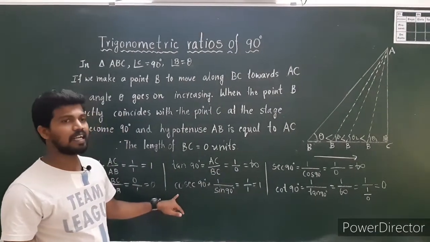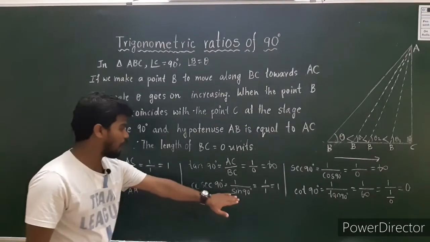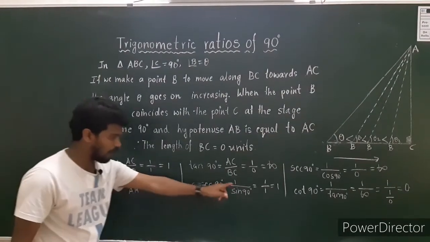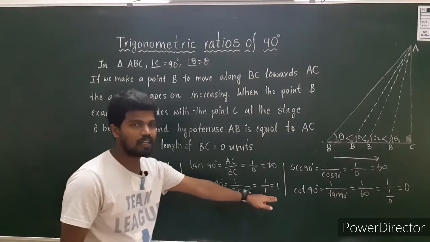So next, cosecant 90 degree. It is the reciprocal of sin 90, so 1 by sin 90. The value of sin 90 you have is 1. So 1 by 1, you get 1.